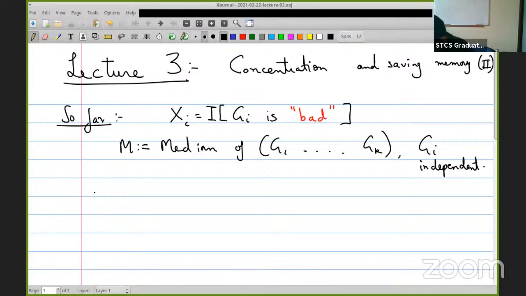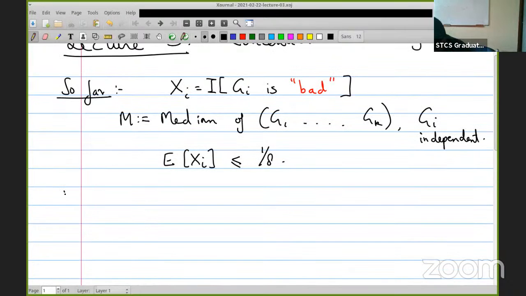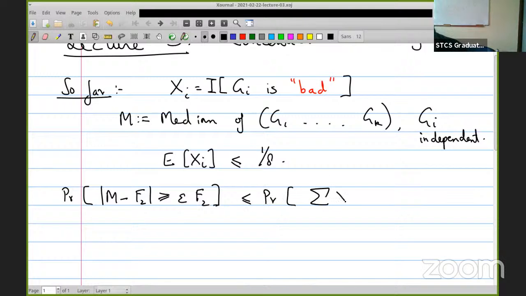And what we had is that the expectation of each xi was less than 1 over 8, and the probability that m minus f2 is bigger than the same epsilon, which is that the median is bad, is less than the probability that the summation xi is bigger than something like k plus 1 by 2, but let me just use k by 2, which is even worse, right?